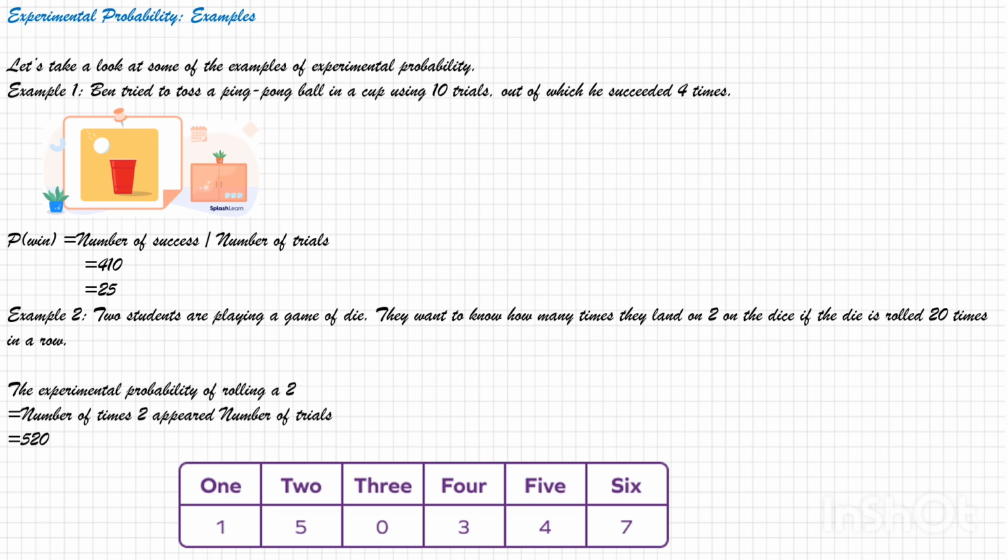Example 2. Two students are playing a game of dice. They want to know how many times they land on 2 on the dice. If the dice is rolled 20 times in a row, the experimental probability of rolling a 2 is equal to the number of times 2 appeared by the number of trials, which is equal to 5/20.